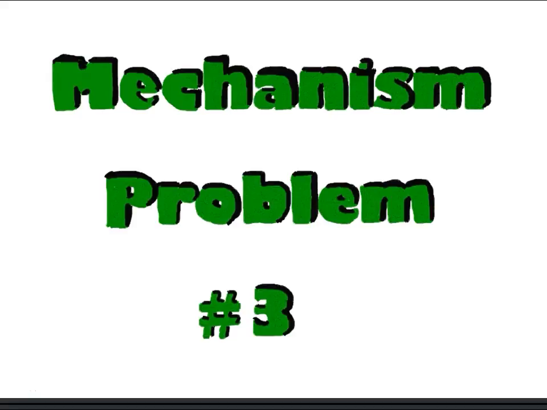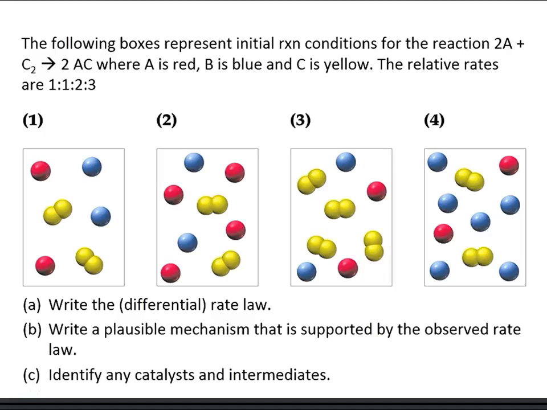We're going to go on to a third mechanism problem. So we have boxes again representing initial conditions for 2A plus C2 goes to 2AC. I've labeled A, which is the red spheres, B is the blue spheres, and C are the yellow spheres. So I've labeled everything on there. And the relative rates of each box is 1 to 1 to 2 to 3. So that means that box 2 is the same rate as box 1, box 3 is twice the rate of box 1, and box 4 is 3 times the rate of box 1.